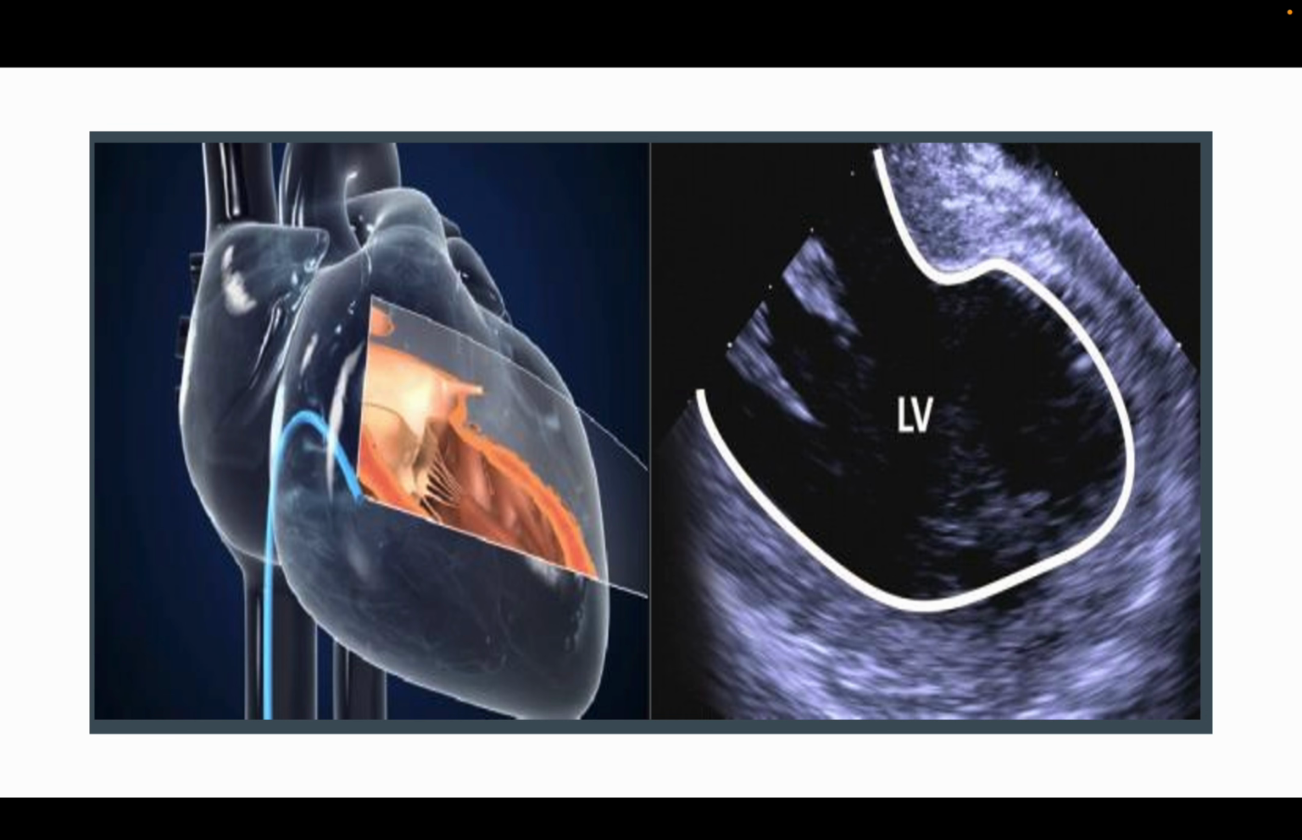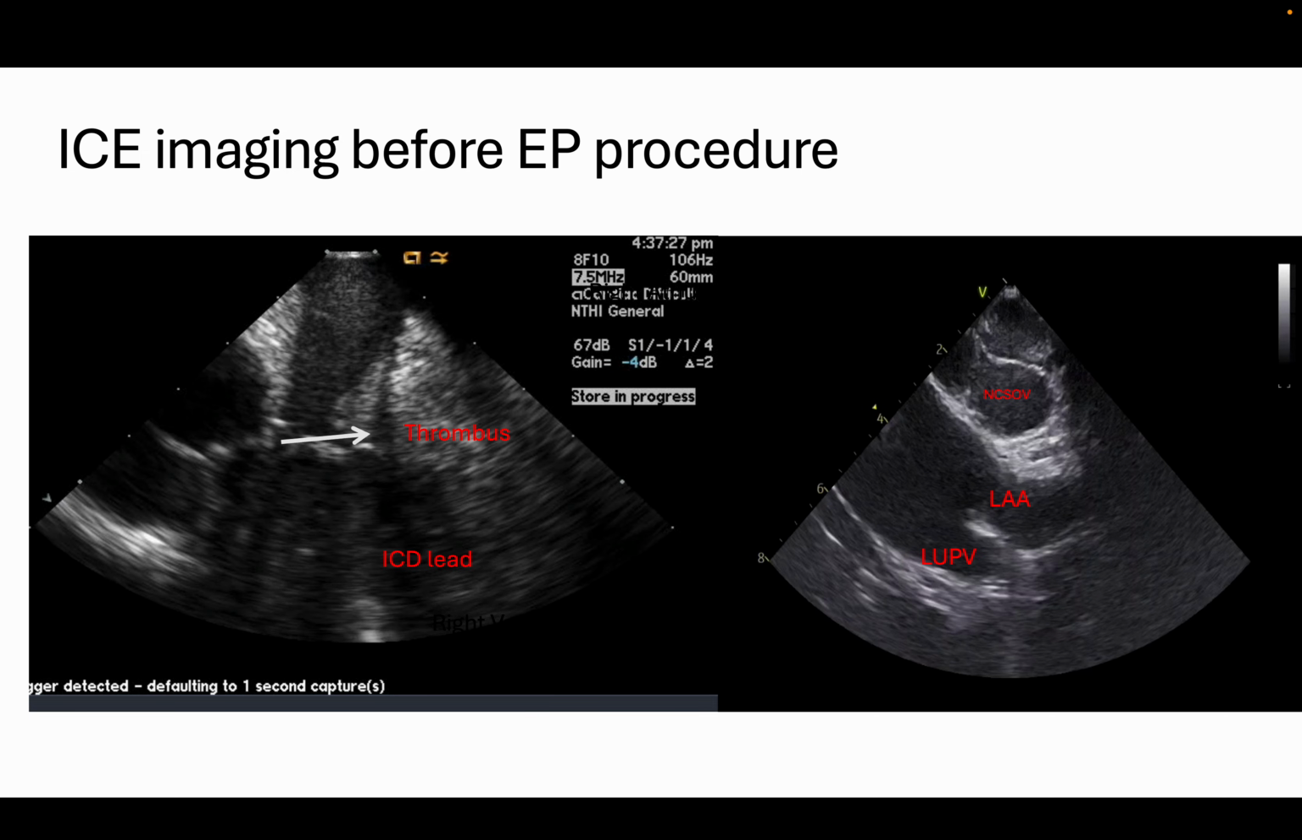Sometimes we can actually bend the catheter across the tricuspid valve to get a better sense of the right ventricle, and from there clocking gives us the left ventricle.